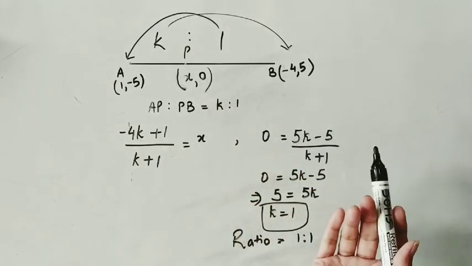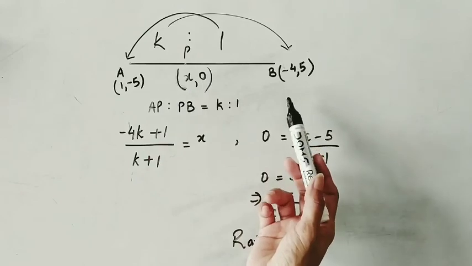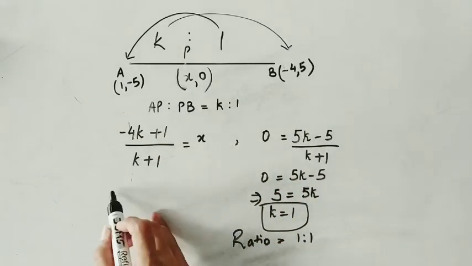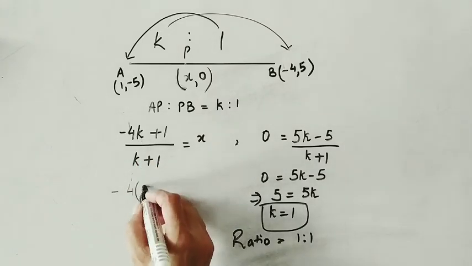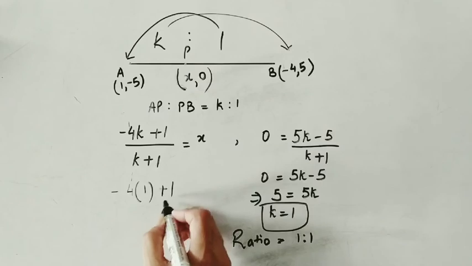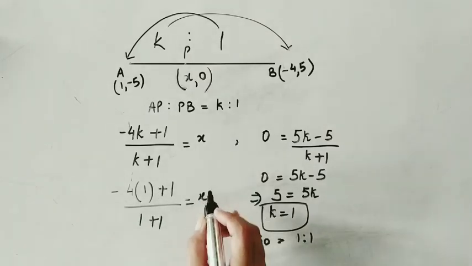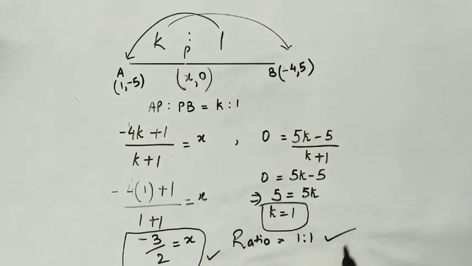Now you can either calculate x by applying the midpoint formula, or another simple way is to put the value of k. Minus 4 times k, k is found to be 1, added to 1, upon 1 plus 1. So this becomes minus 3 by 2. So these were the two answers which were required, x and the ratio. I'm sure this is clear to everybody.